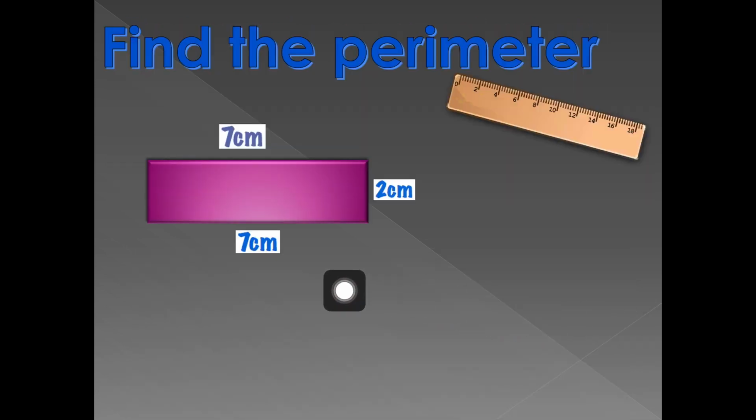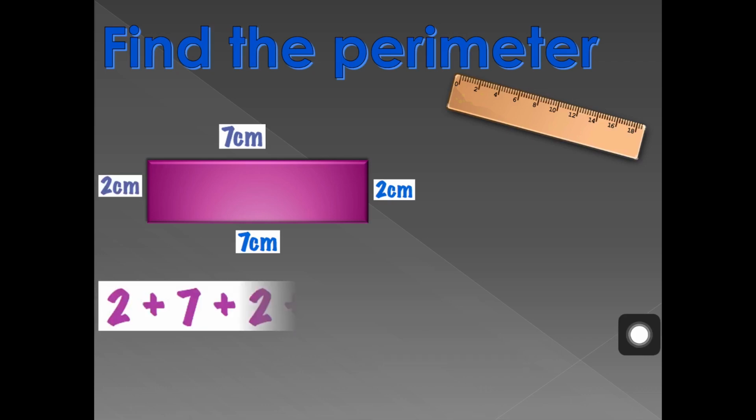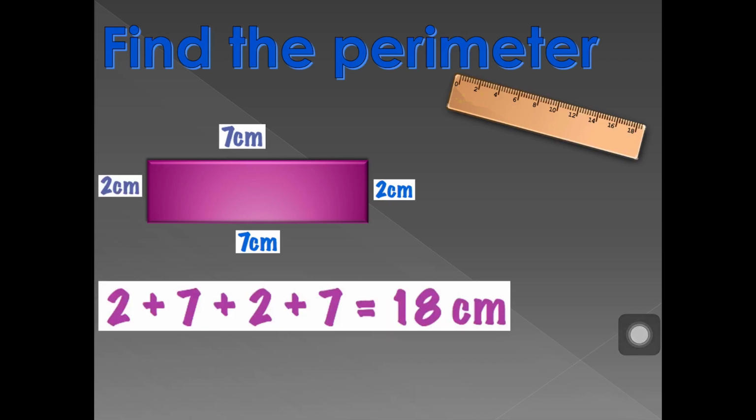So if I wanted to find the perimeter of this shape, I would first need to know all the sides. If this side is 7 centimeters, this side is also 7 centimeters. If this side is 2 centimeters, this side is also 2 centimeters. So 7 plus 7 plus 2 plus 2 makes 18 centimeters. Make sure you don't forget to put the measurement at the end.